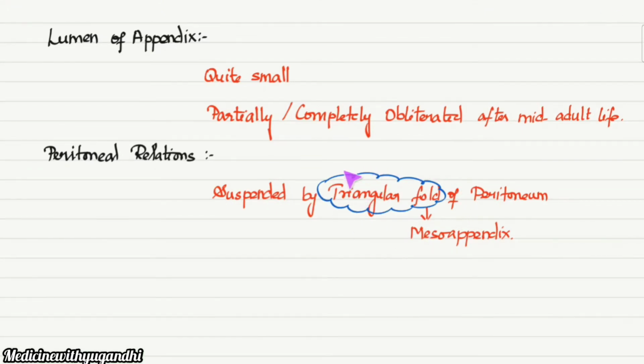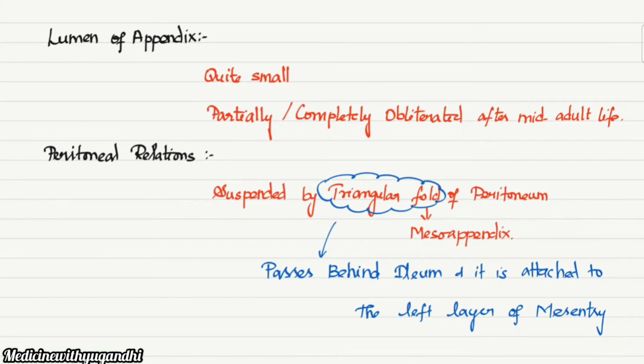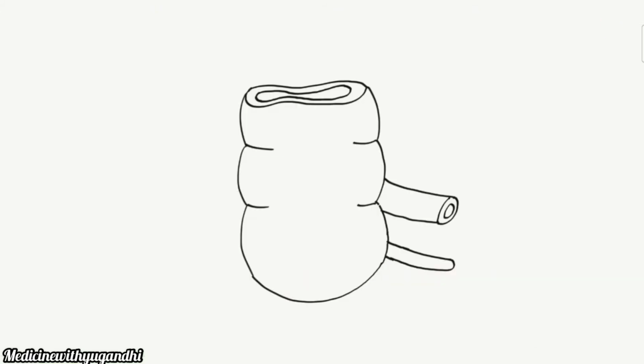Actually, this fold passes behind the ileum. It passes behind the ileum and it is attached to the left layer of the mesentery. Mesentery is nothing but the peritoneum suspending the small intestine. Once again I am repeating the course of the mesoappendix. So this mesoappendix, it is a triangular fold and it is attached to the left layer of mesentery after passing behind the ileum.